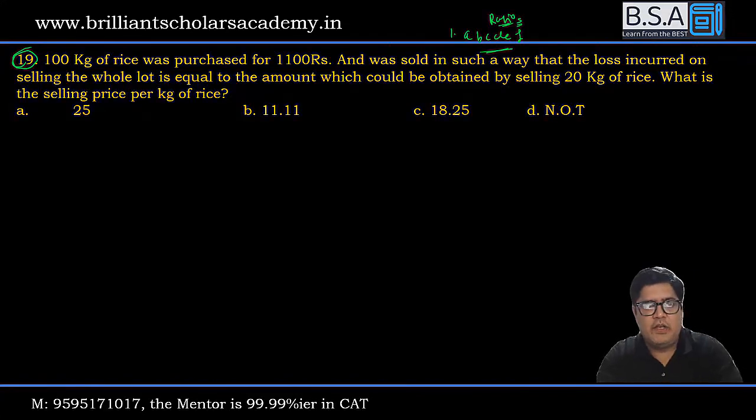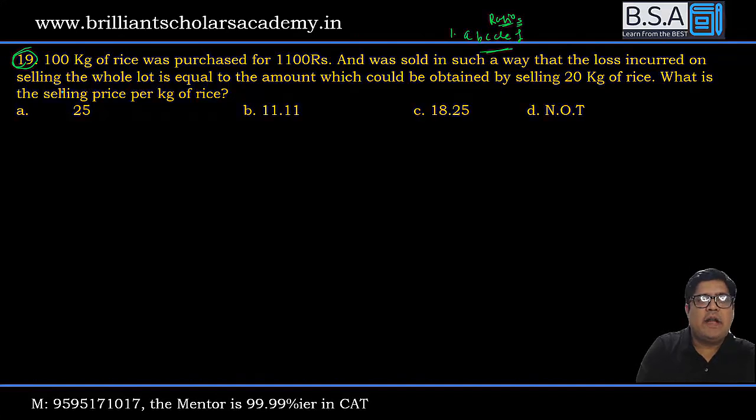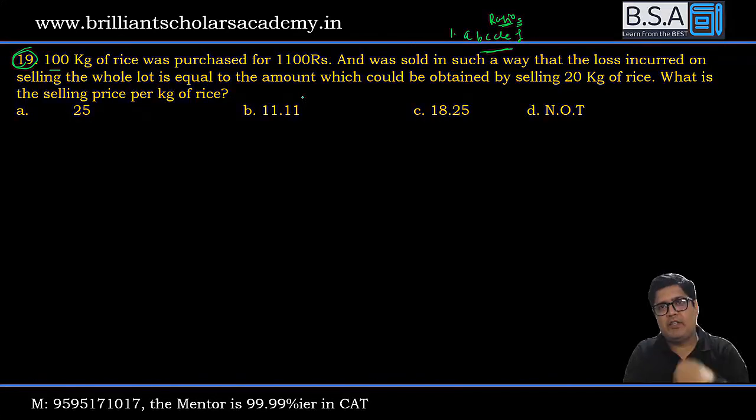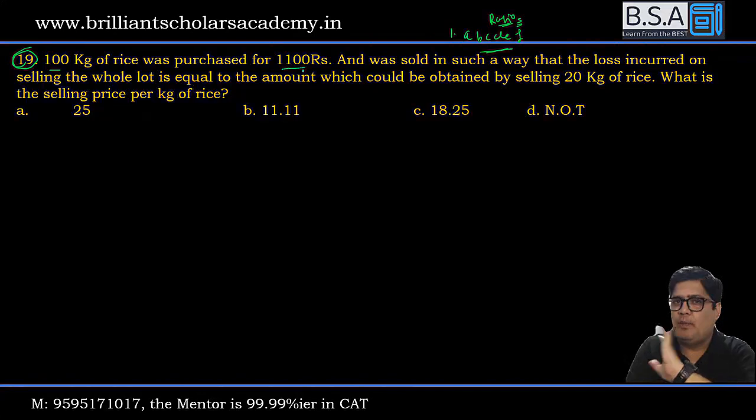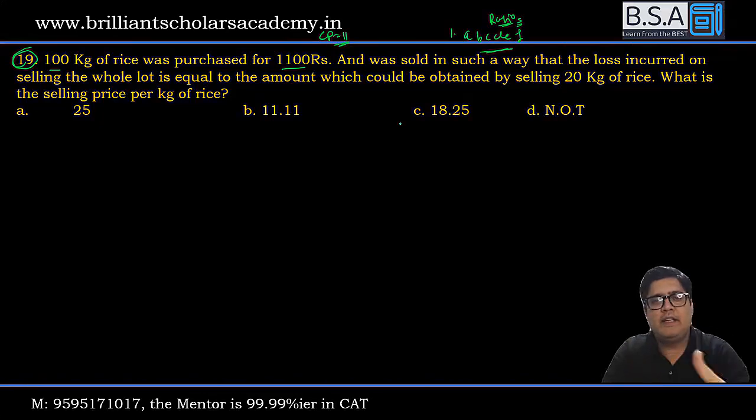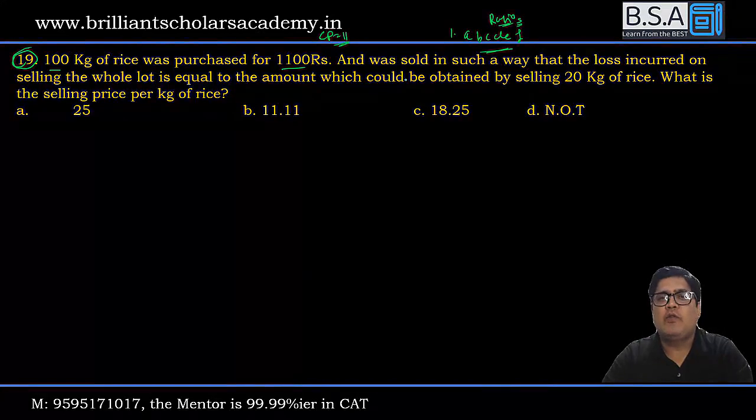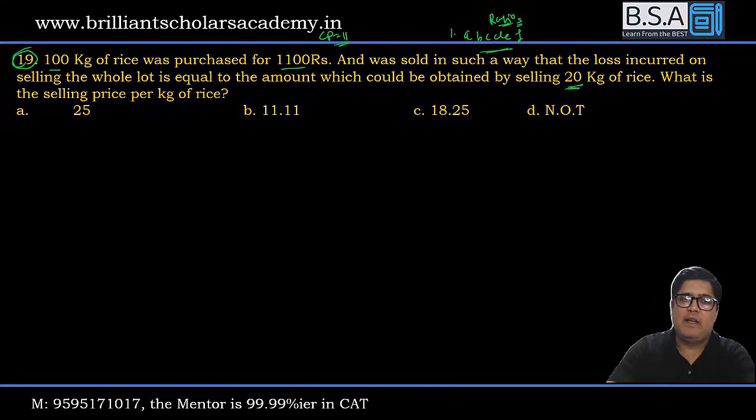Now, in this question, if you focus a little bit on how information is arranged for you, 100 kilograms of rice was purchased for 1100 rupees. That means cost price is 11 rupees per kg. It was sold in such a way that the loss incurred on selling the whole lot is equal to the amount which would be obtained by selling 20 kilograms of rice. What is the selling price per kilogram of rice?